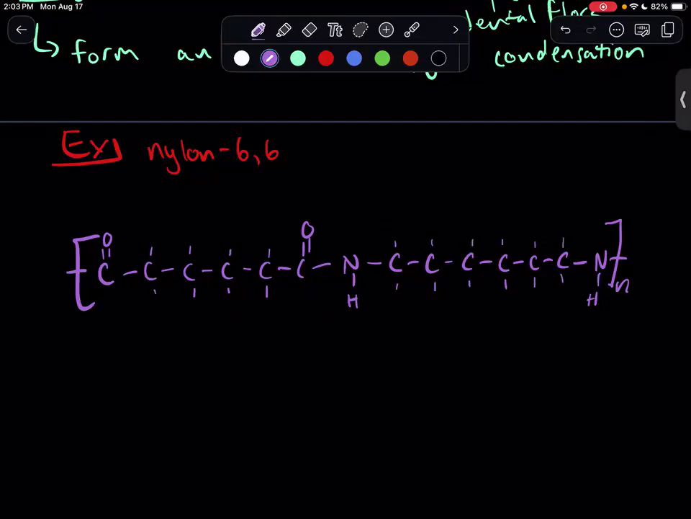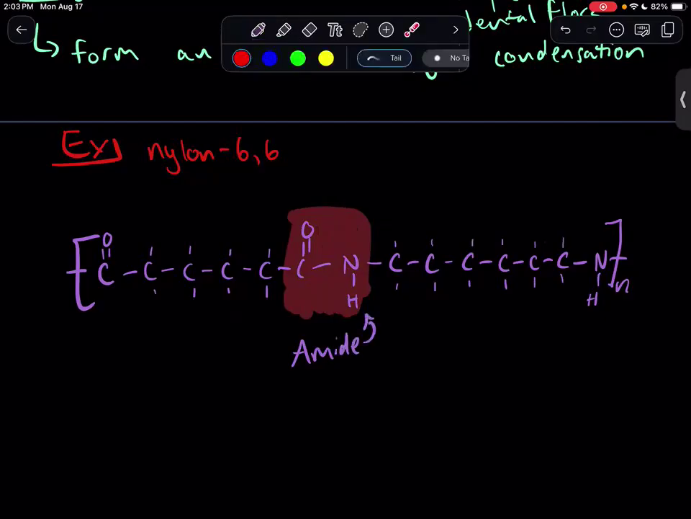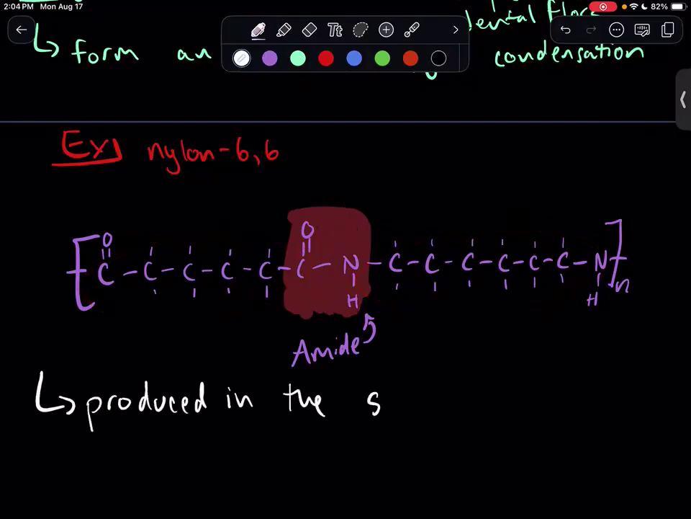On a DP exam, if you're asked to draw it, you won't be asked to memorize this at all, but make sure to just draw all your hydrogens. Don't be lazy like me. So here is our amide. Now, if you want to know why it's nylon 6,6, you'll notice that on both sides we have 6 carbons, and that's where it comes from. Now, once again, these are produced in the same way as polyesters.